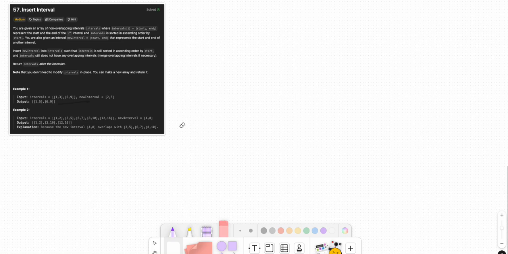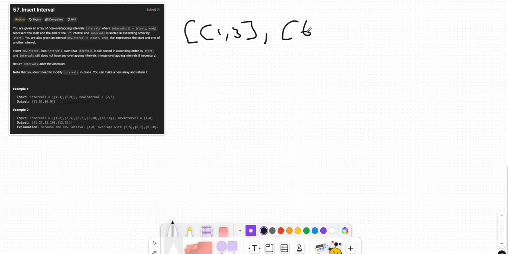Okay, we are going to solve LeetCode number 57, Insert Interval. You are given a set of intervals, say [1,3] and [6,9], and another separate interval [2,5]. The new interval should be inserted, and any overlaps should be merged.